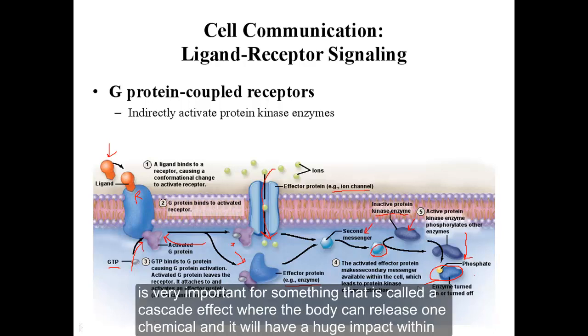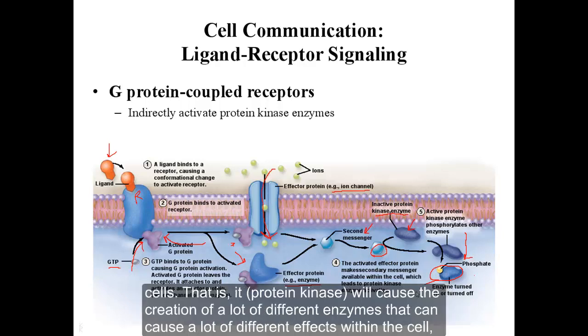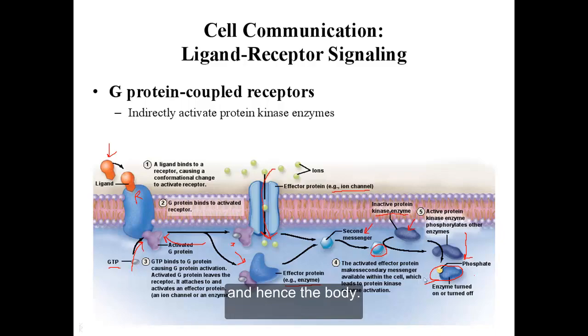And this is very important for something that is called the cascade effect, where the body can release one chemical and it will have a huge impact within cells. That is, it will cause the creation of a lot of different enzymes and cause a lot of different effects within the cell and hence the body.